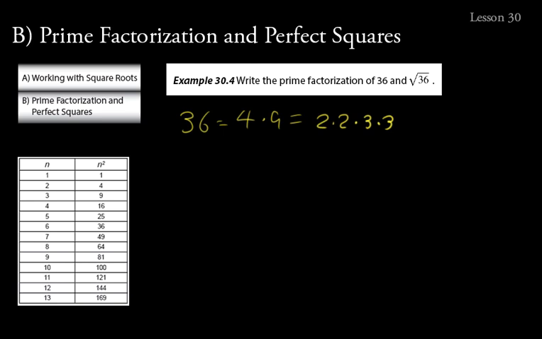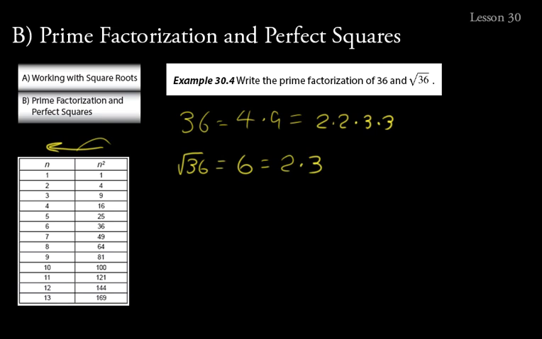Now what about the square root of 36? Well, first take the square root of 36, which hopefully you know is 6. Hopefully you're catching on now and using this chart: to go this direction, I take the square root of that perfect square. The square root of 36 is 6. So write the prime factorization of that. It's just 2 times 3.